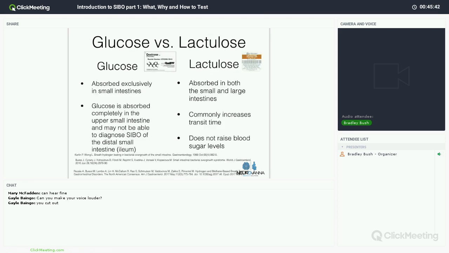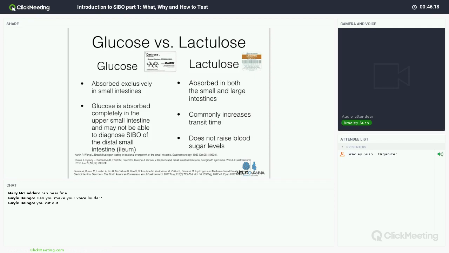We have two different sugar substrates that we use with our collection materials. We have glucose and we have lactulose. Now, oftentimes, like in many different camps in medicine, people fall into favor of one or the other. And honestly, they're both sugar substrates. They both can be used, and they're both very accurate. The glucose is absorbed exclusively in the small intestines, so you're going to have a small intestinal measurement pretty exclusively.